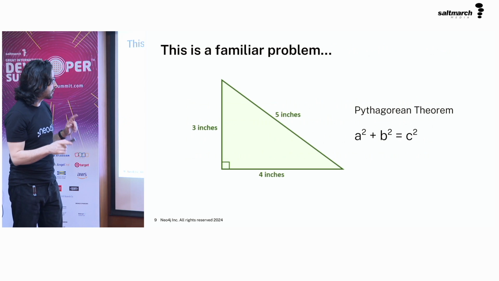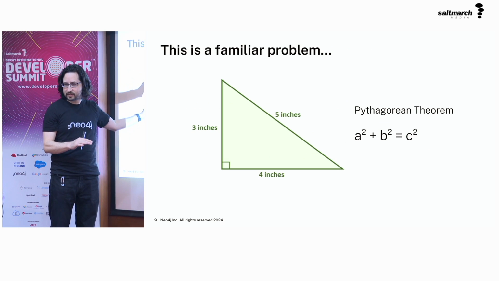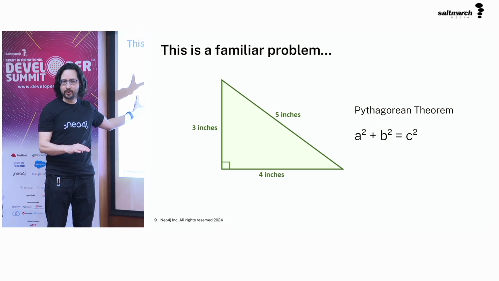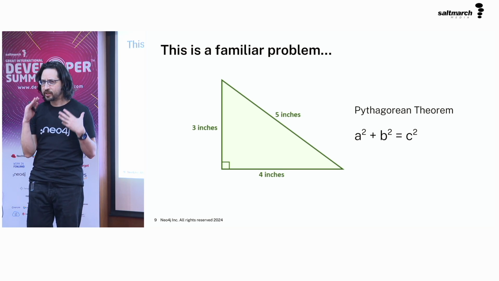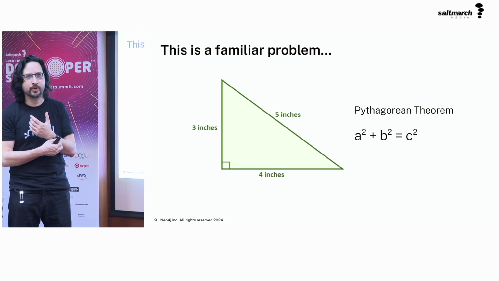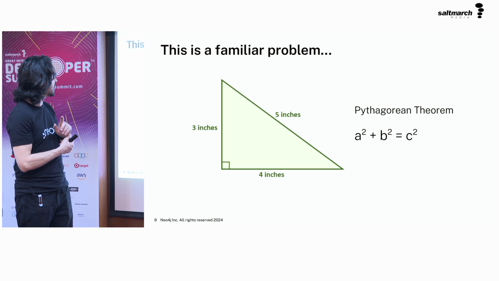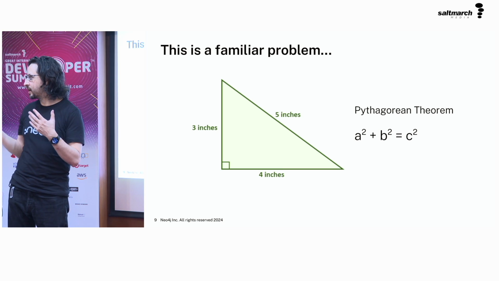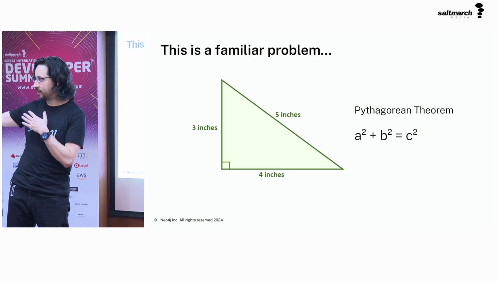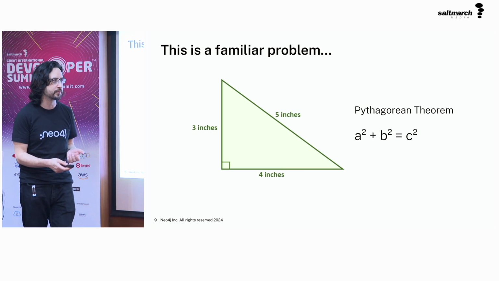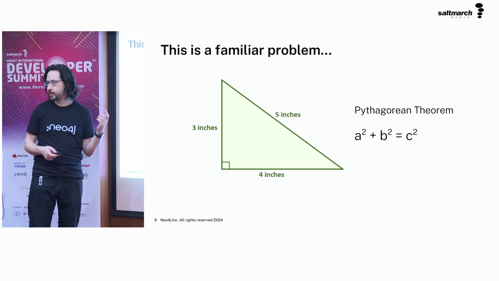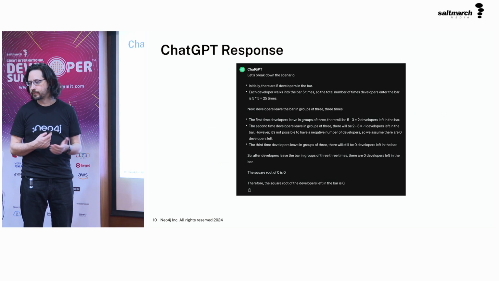Okay, so for us, this is an easy problem. We know the 3, 4, 5 triangles. We know the Pythagorean theorem, so it's actually easy head math for us to do. We don't have to do a lot of calculation. And I think we all have a concept of people entering a building and leaving a building, so it's kind of easy for us to reason through this. Let's see what ChatGPT did with this one.